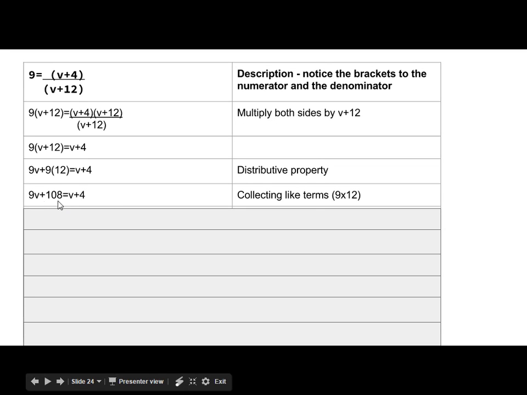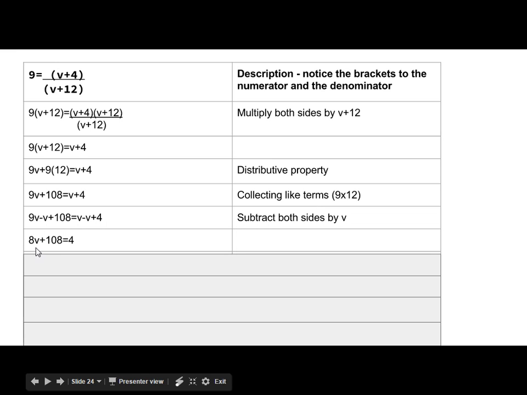Now this format that we have left looks very similar to what you had before and what we've practiced for the past couple of days. So now I want to get v's all to the left side and all of the numbers to the right side. So my first step that I've chosen to do is I'm going to subtract v from the right side and subtract v from the left side as well. So then I'm left with 9v minus v plus 108 equals v minus v plus 4. I then collect my terms or simplify, and I have 8v plus 108 equals 4.